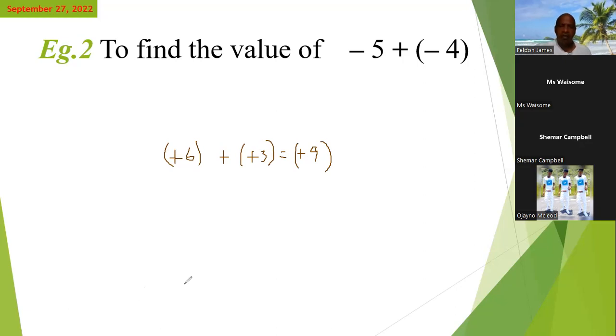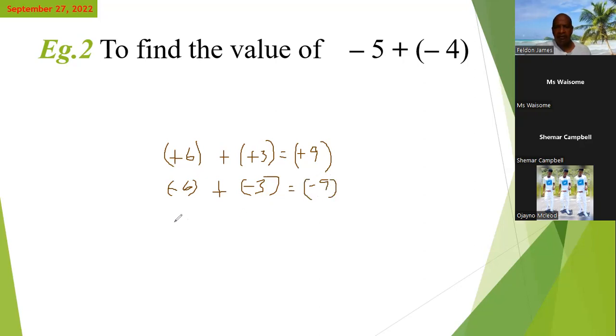The next scenario, instead of using the -5 and -4, I'm going to say -6. We're adding -6 plus -3. And the answer becomes -9.